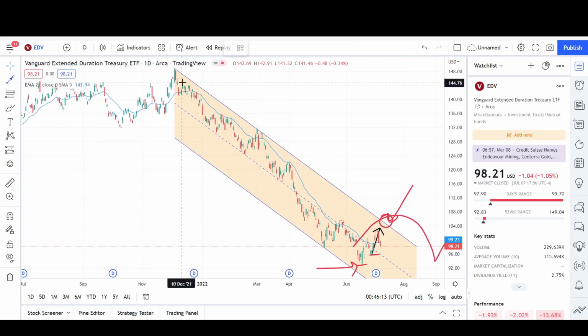The first target is right here. So the first target is actually the low of this downtrend. I'm just going to go right off the bat and say this low right here is not the bottom. But do I have a target that's even lower?